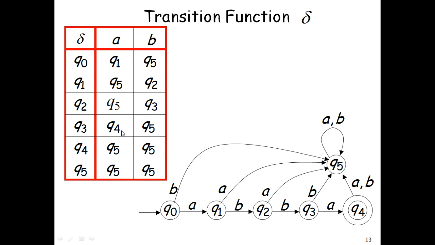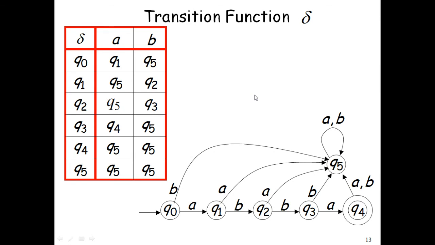Q3, A is Q4, which is an accepting state. Q3, B is Q5. Q4, A is Q5. Q4, B again is Q5. Q5 on A as well as B is itself, the same state, Q5. So the closure, or the arrow to the same state, indicates that the state remains in the same state by consuming these symbols, A and B, for state Q5.